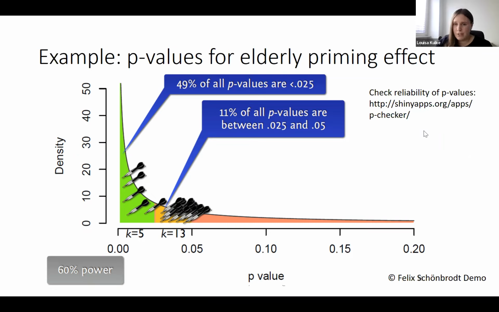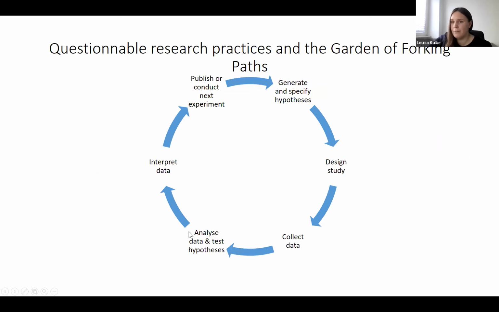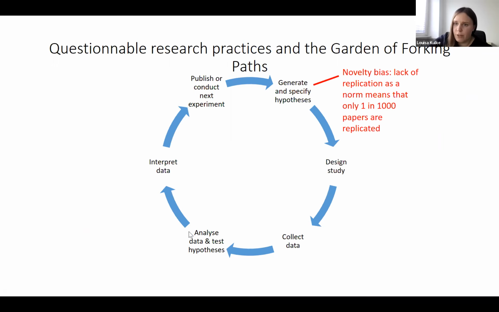So how do we get to these findings? What do people do to push their p-value below the cutoff criterion? Well, this circle of science is something that can be influenced by different techniques. One thing that happens right in the beginning, when we generate hypotheses, is that there's a novelty bias. If something has already been investigated, it's quite uncommon for people to look into it again.